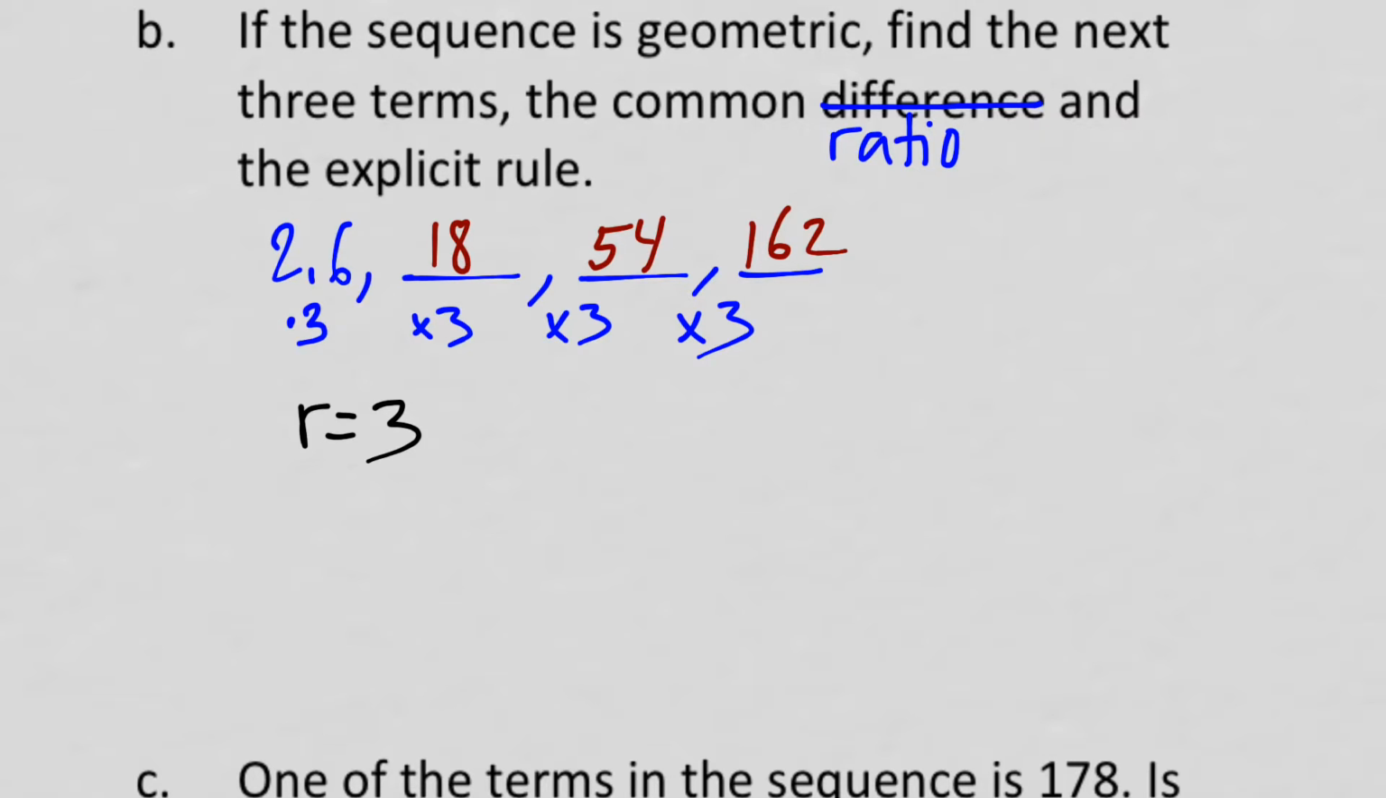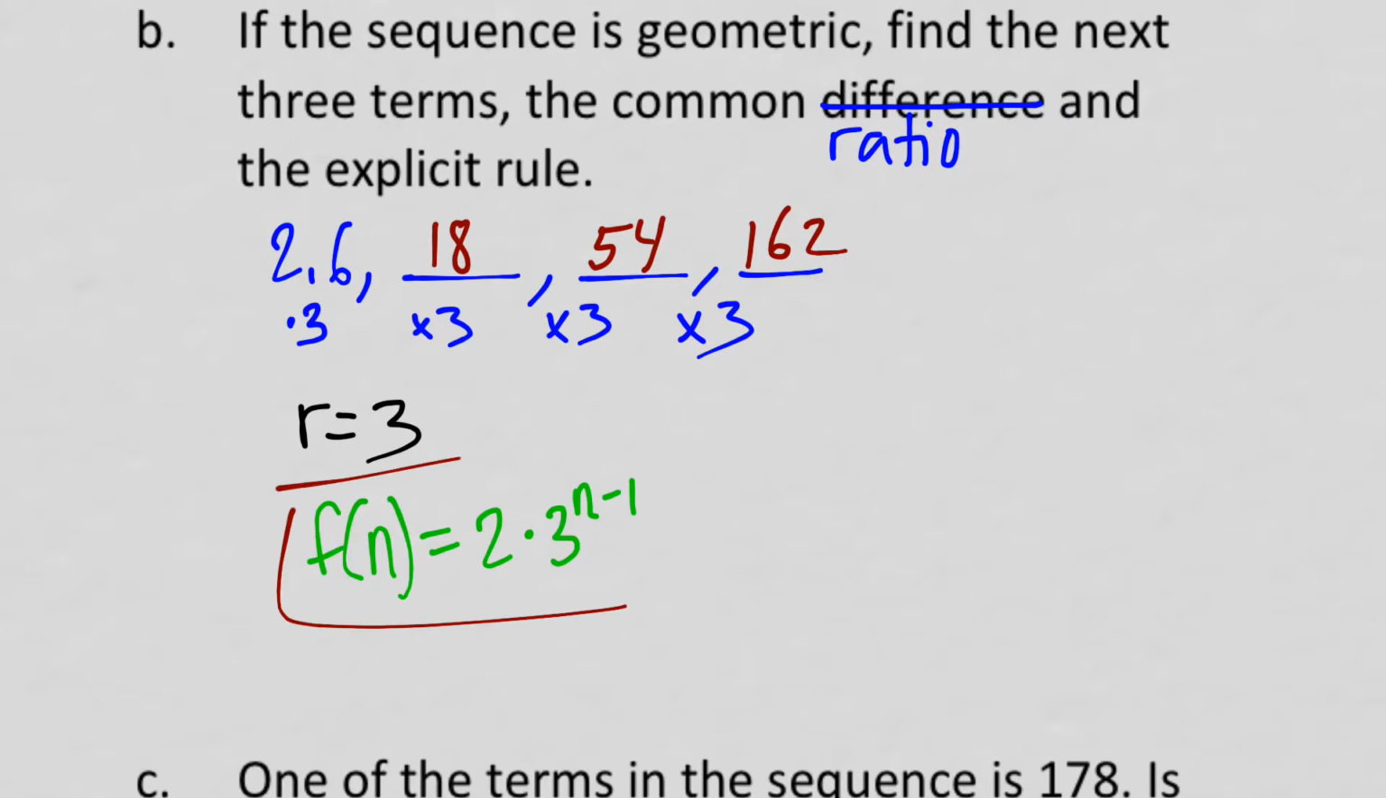Okay, so for a geometric sequence, it's going to look like this. F of n equals a, which is 2, times r, which is 3, to the power of n minus 1, because once again I'm calling this the first term, the second term, and so on. And there's the explicit rule.